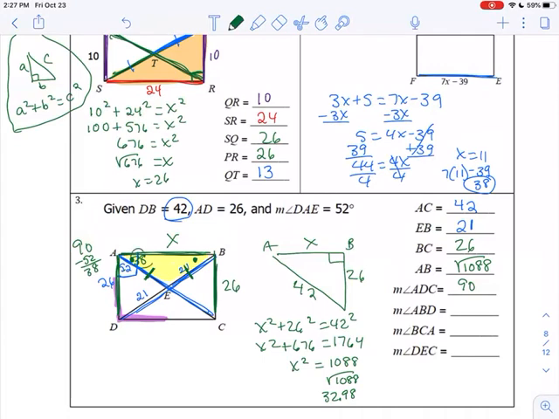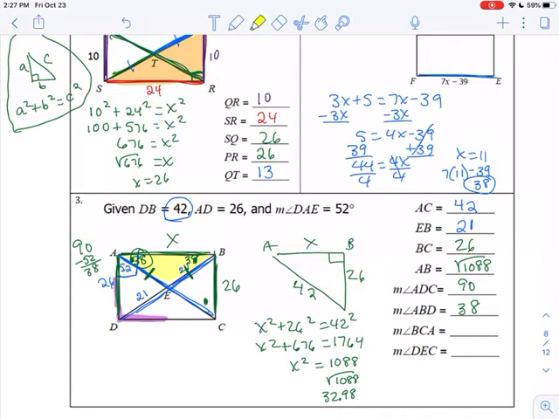Now, how do I know that? Because the diagonals are congruent and they also bisect each other. So this yellow triangle that I just highlighted is an isosceles triangle, and if the angle on the top left is 38, then that makes this angle on the top right also 38.